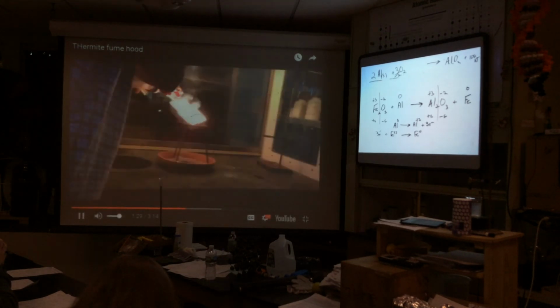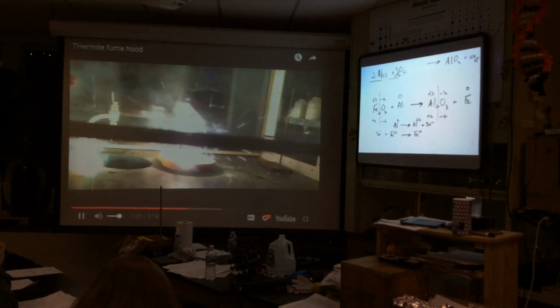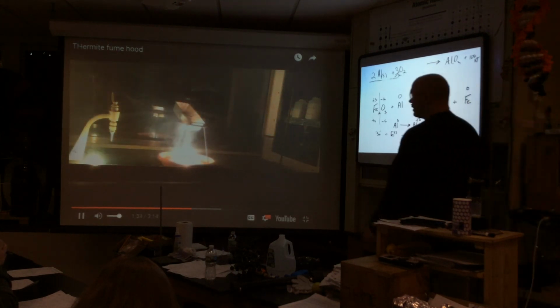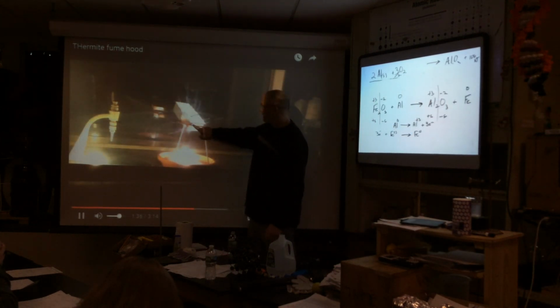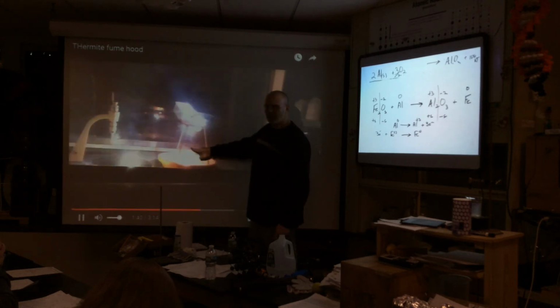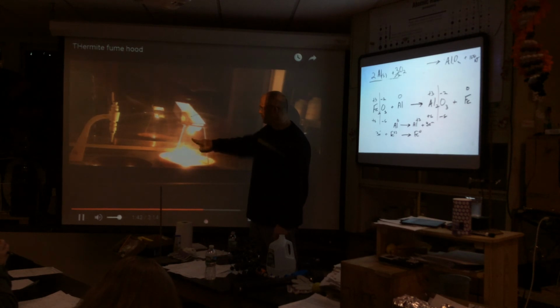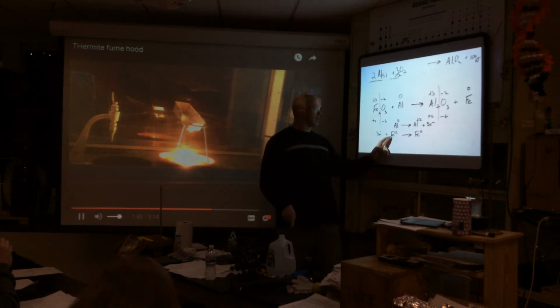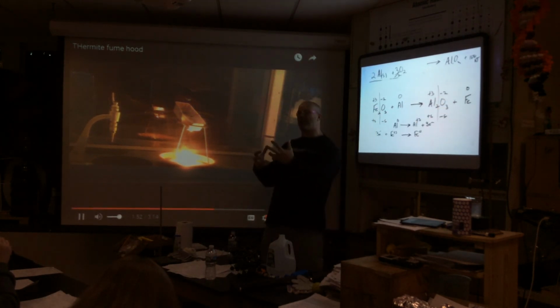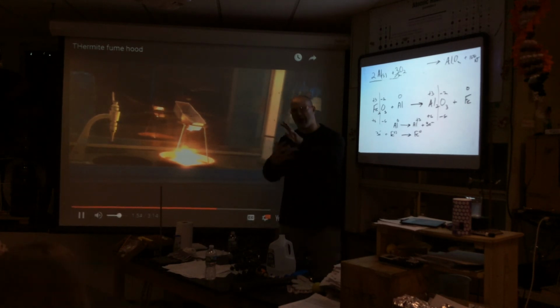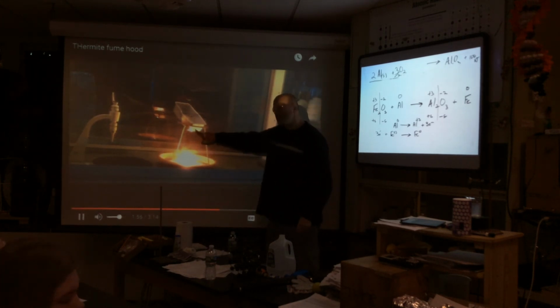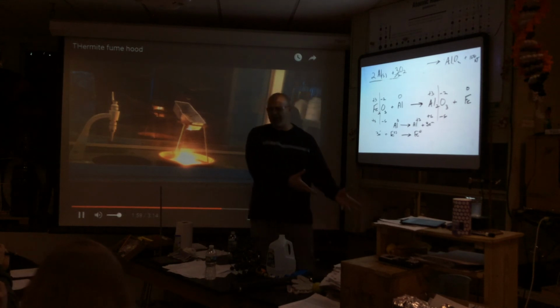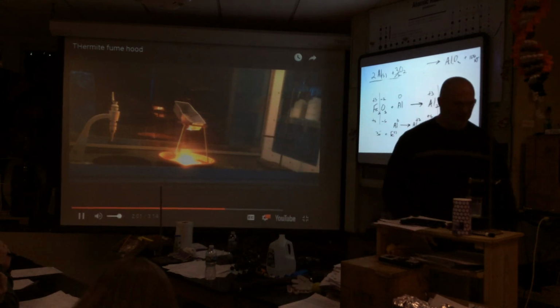So I'm using a fire starter, and there's the reaction. Now it's hard to see, but it went so violently. What you see dripping is molten iron. So the iron in the iron oxide became reduced, gained electrons, and the heat, because of the stability of the aluminum oxide, melted the iron. I don't do this inside anymore because I just don't trust myself.